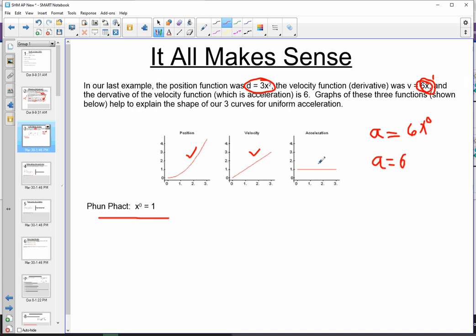And notice that we have a constant line here. Check, that makes sense. I know this says 1, but I didn't make my numbers here to match the graph. But in our case, this would be a 6 right here.